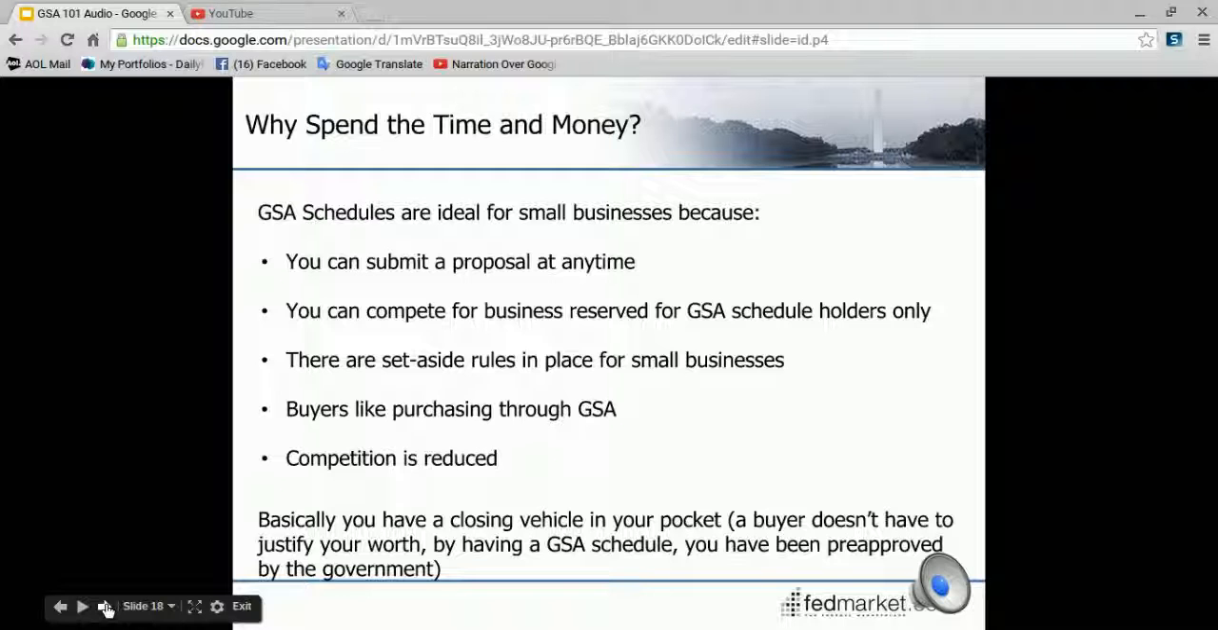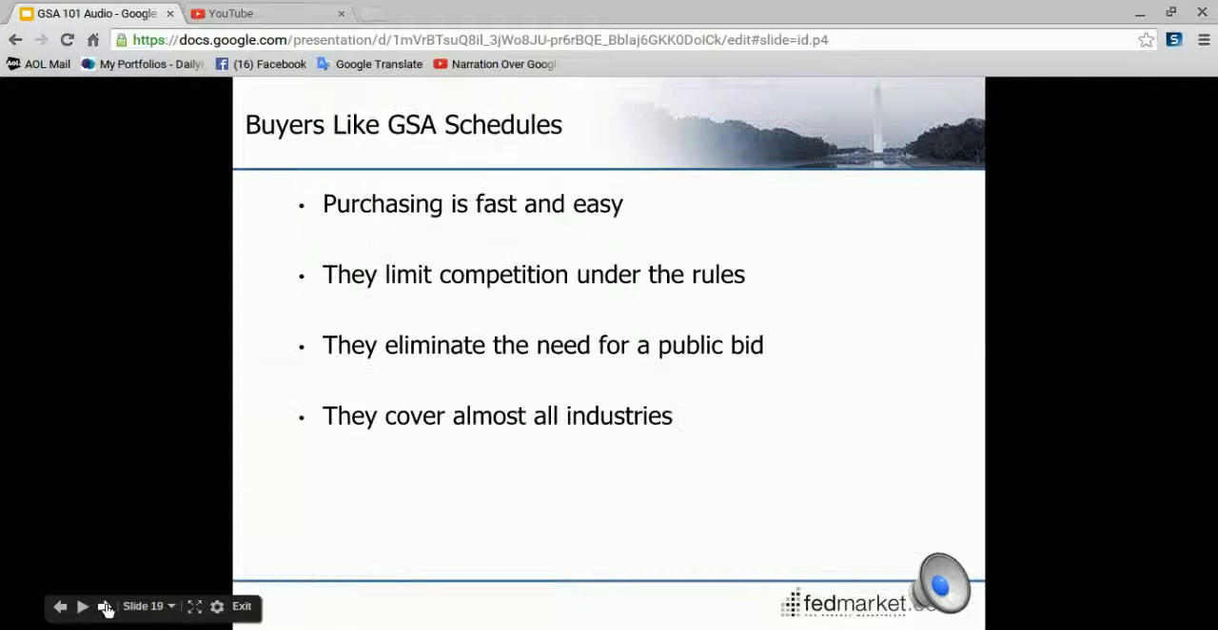Basically, you have a closing vehicle in your pocket. A buyer doesn't have to justify your worth. By having a GSA schedule, you have been pre-approved by the government.